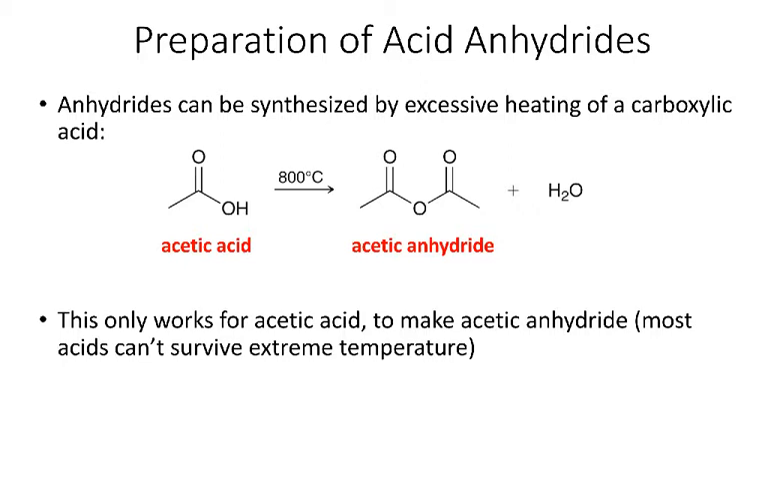Now, one way to make anhydrides is to excessively heat the carboxylic acid, and then it will combine to form the acid anhydride. Now, it turns out this really only works for acetic acid to make acetic anhydride, because most carboxylic acids can't withstand the high temperatures that are required. So it may seem like, if this only works for one anhydride, why do we care about it? But this will be relevant to some of our discussion later on, the fact that it's relatively easy to make acetic anhydride from acetic acid.